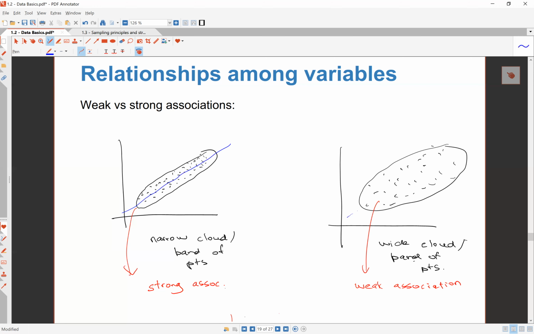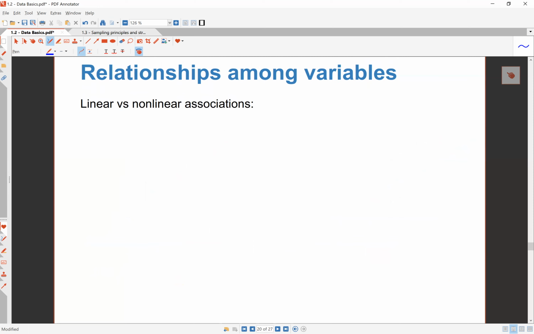appropriately sloped lines running through the clouds, then on the left side with the narrow cloud, all the points are close to the line. In the wide cloud, a lot of the points are far away from the trend line. So closeness to the trend line also tells us whether the relationship is weak or strong. And then in addition to looking at weak versus strong relationships, we can also describe linear versus nonlinear relationships.